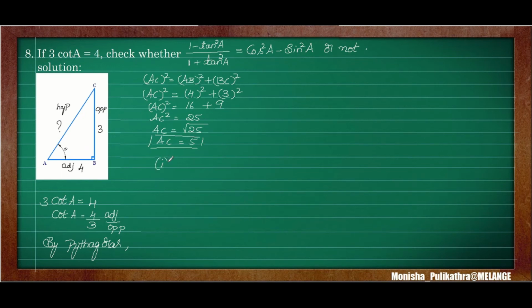Now I will be writing the LHS part of it, left hand side. LHS is 1 minus tan square A divided by 1 plus tan square A. So tan A is given by opposite by adjacent, so tan A will become 3 by 4. So 1 minus 3 by 4 whole square, divided by 1 plus 3 by 4 whole square. Okay, so 1 minus 3 by 4 whole square is 9 by 16.